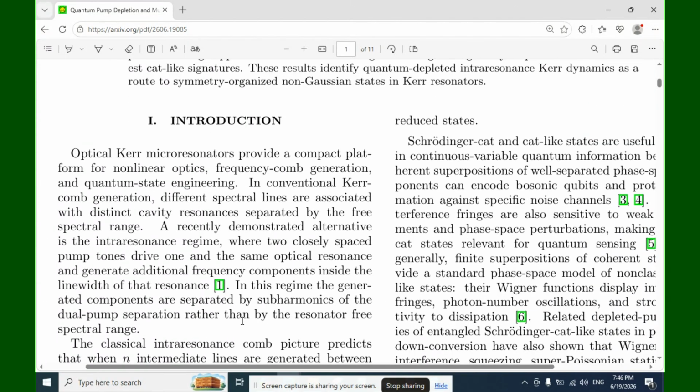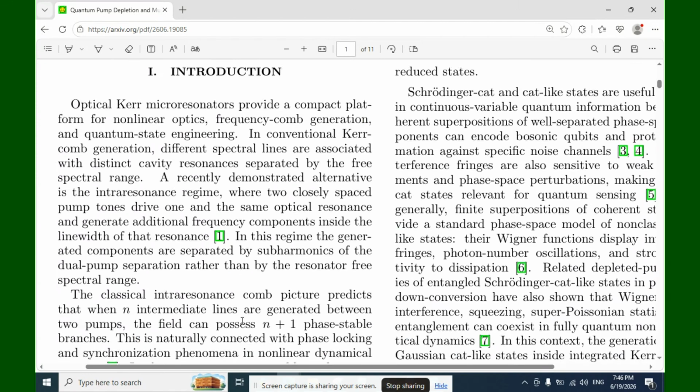Now I want to go through the introduction. Optical Kerr microresonators provide a compact platform for nonlinear optics, frequency comb generation, and quantum state engineering. In conventional Kerr comb generation, different spectral lines are associated with distinct cavity resonances separated by the free spectral range. A recently demonstrated alternative is the intra-resonance regime, where two closely spaced pump tones drive one and the same optical resonance and generate additional frequency components inside the linewidth of the resonance.